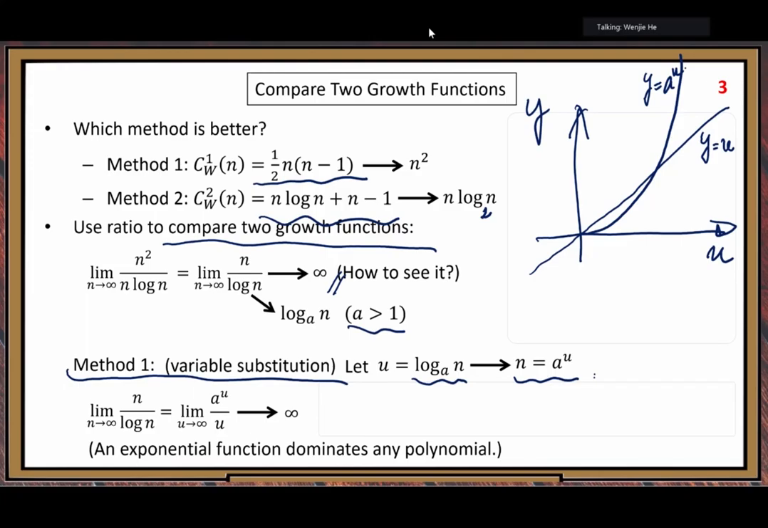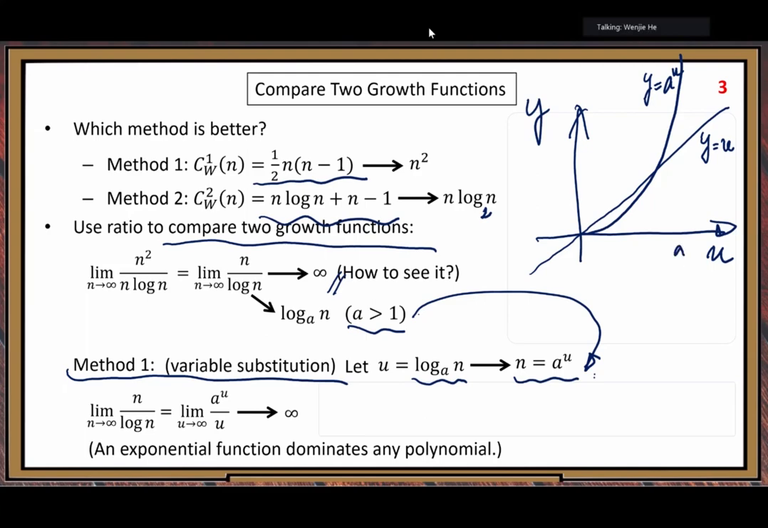But when we say this exponential function, there is one hidden condition you need to be aware of: a greater than 1. Not a less than 1. A less than 1 is decreasing, right? It's not that.